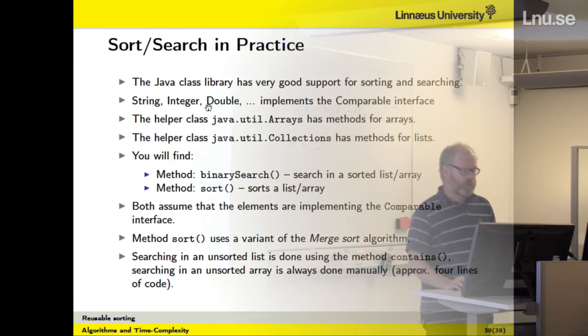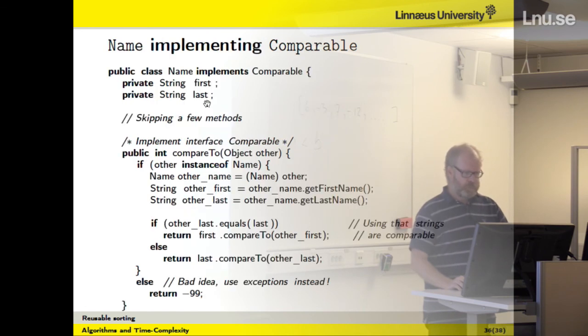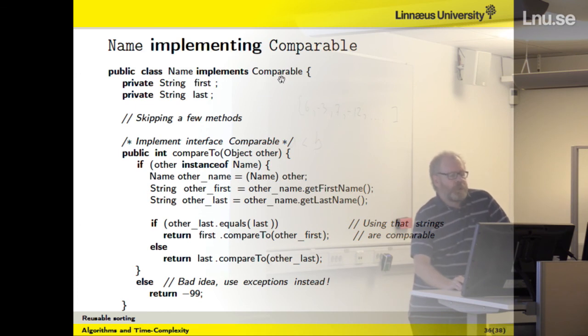And if you have your own class and you want to make it sortable, you should implement the Comparable interface in some way. Then you can reuse all the sorting mechanisms. You can also use it in the TreeSet. They also require the Comparable interface.